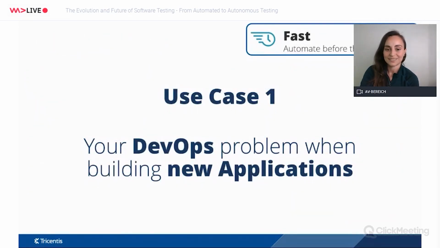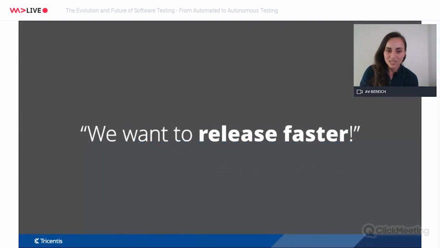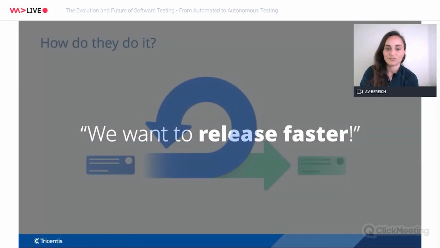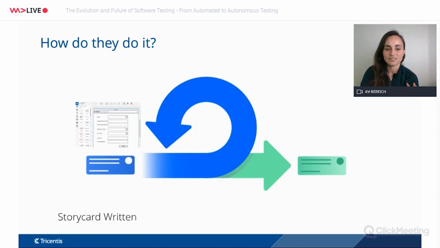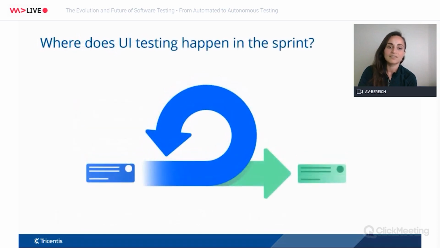So especially in the DevOps environment, when it comes around speed, as I said, everyone wants to release faster. And how that usually looks is that you start off with something like a story card. And then you go through your build, test, deployment pipelines. And where does UI automation really fit into the sprint?